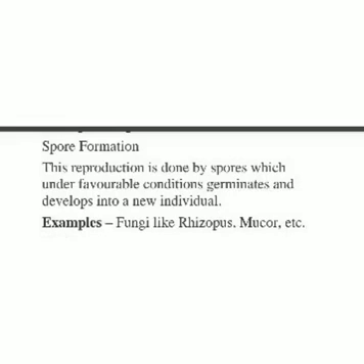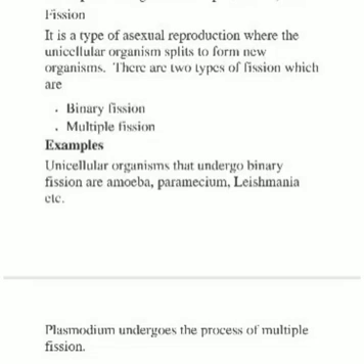Next, write down the side heading, spore formation. This reproduction is done by spores, which under favorable conditions germinate and develop into a new individual. Examples, fungi like Rhizopus, mucor, etc. Next, write down the side heading, fission. It is a type of asexual reproduction where the unicellular organism splits to form new organisms. There are two types of fission: binary fission and multiple fission. Examples, unicellular organisms that undergo binary fission are amoeba, paramecium, leishmania, etc. Plasmodium undergoes the process of multiple fission.